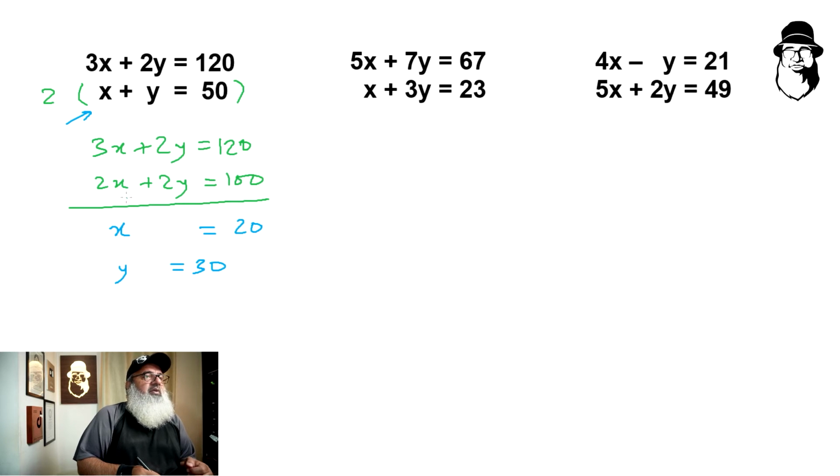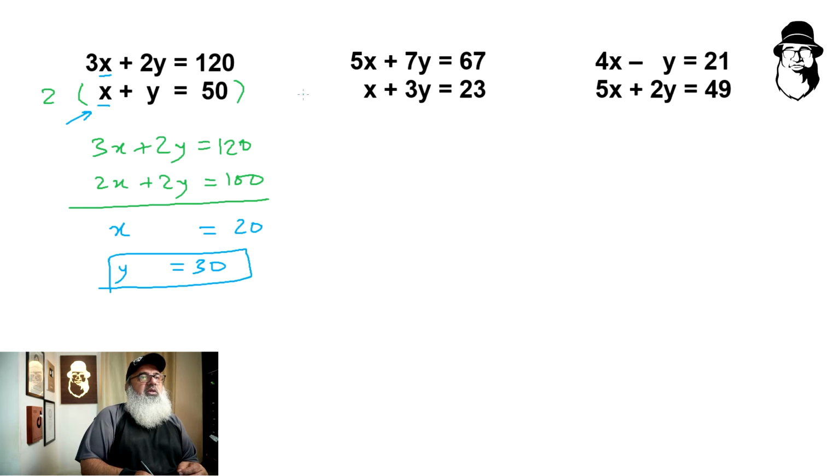Now note here, we could have multiplied the equation by 3 also to make the x terms equal, and then we would have eliminated x and started with y is equal to 30 and plugged in the value in any equation.